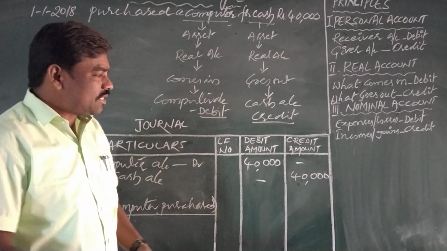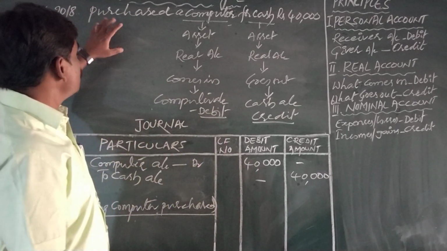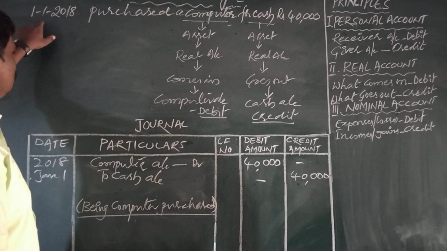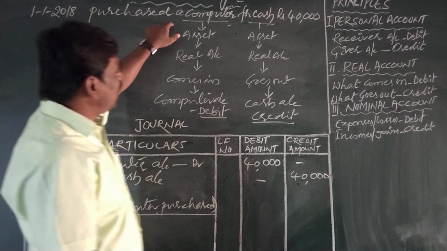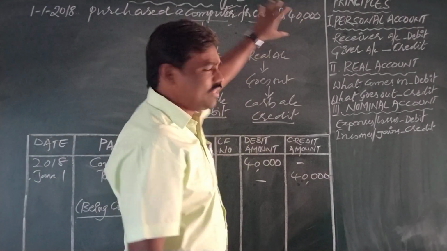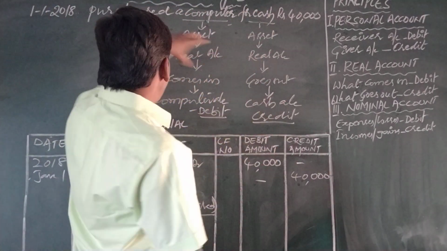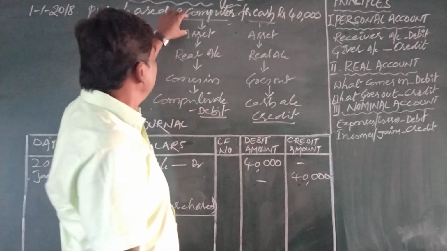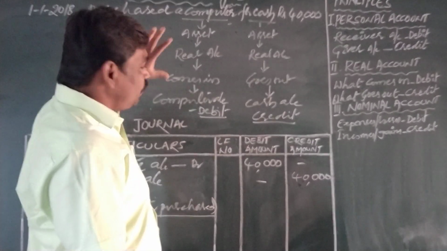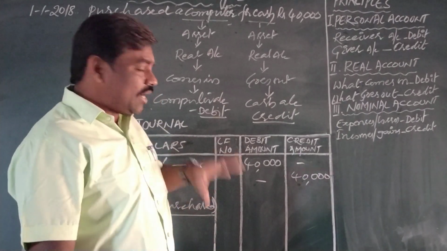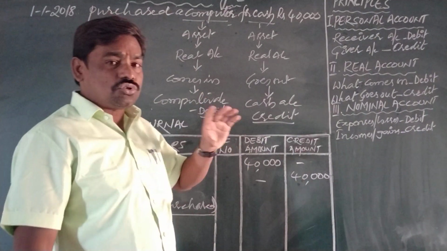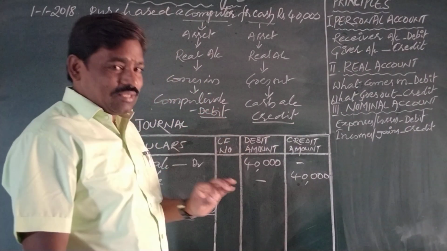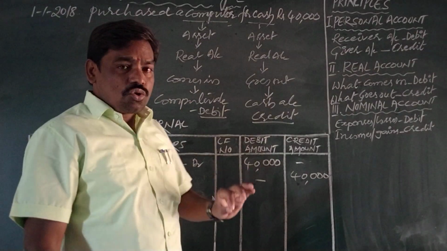Let me explain everything once again. You will be given a transaction. What is the transaction? On 1st January 2018, purchased a computer for cash, rupees 40,000. This is the transaction. As per the dual aspect concept, we need to find two aspects in this transaction. Whenever we try to find the aspects, we ask ourselves some questions, like: is there the name of a person? If there is no name, simply omit it.